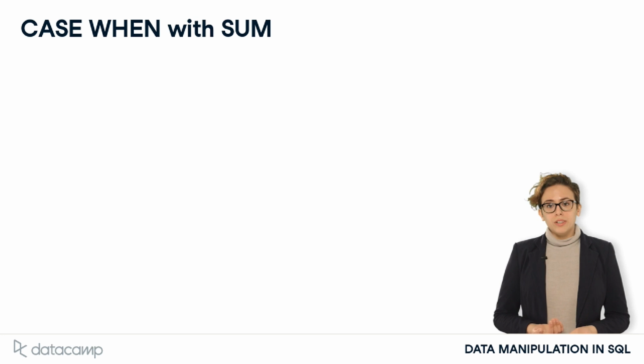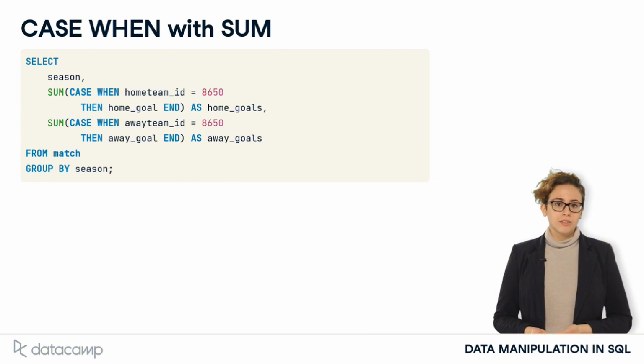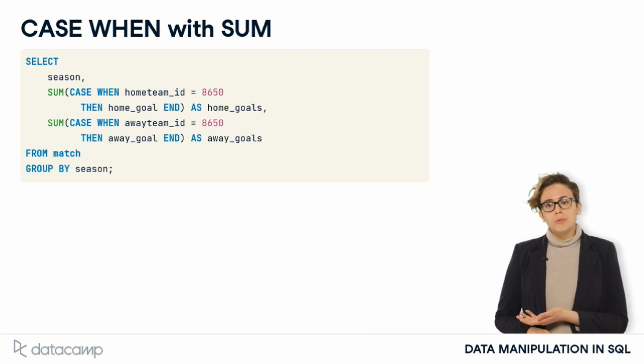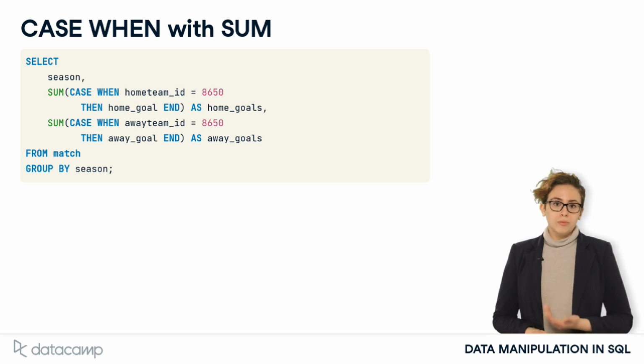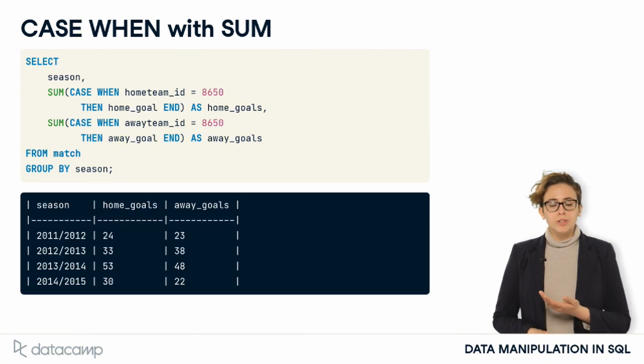Let's say we're interested in the number of home and away goals that Liverpool scored in each season. This is fairly simple to set up. If the home team ID is Liverpool's, return the home goal value. The else clause is assumed to be null. So the query returns the total home goals scored by Liverpool in each season.